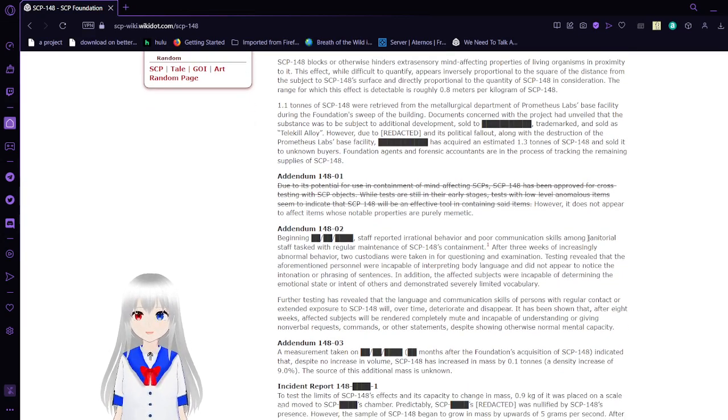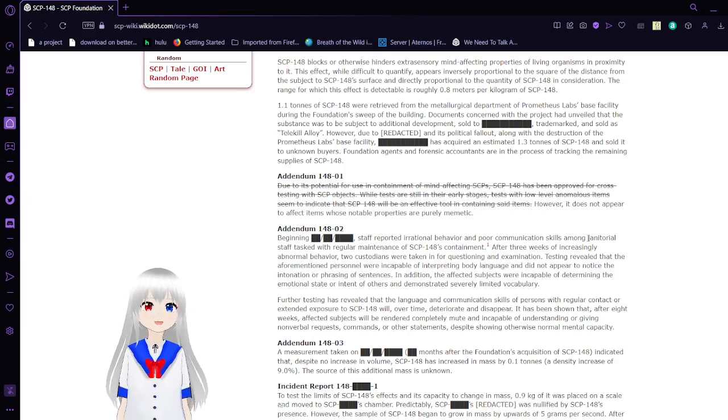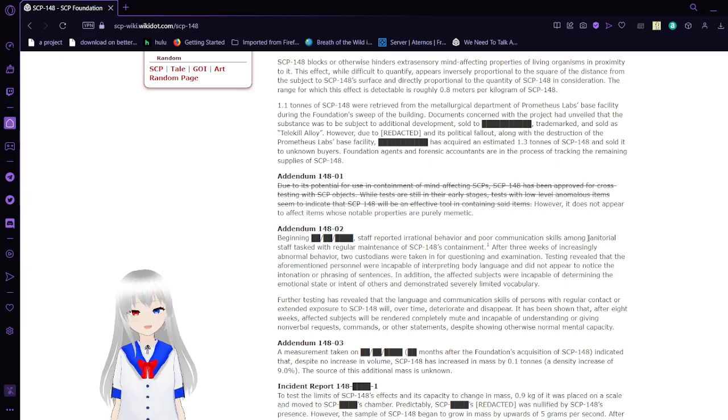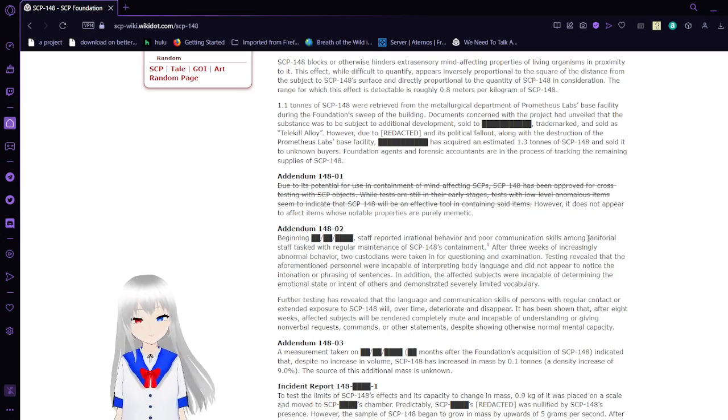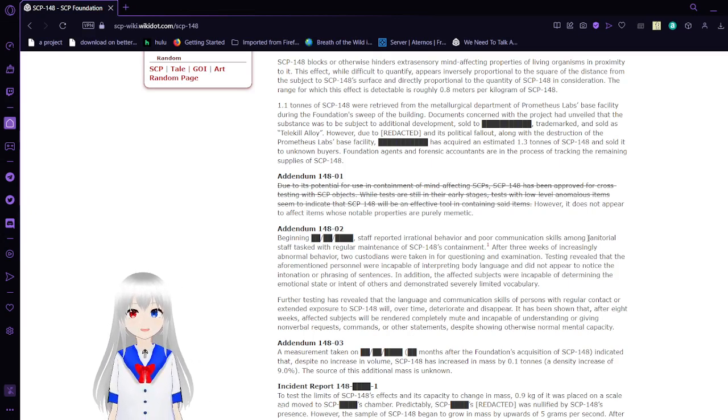SCP-148 blocks the extrasensory and mind-affecting properties of living organisms in proximity to it. This effect, while difficult to quantify, appears inversely proportional to the square of the distance from the subject to SCP-148's surface and directly proportional to the quantity of SCP-148 in consideration. The range for which this effect is detectable is roughly 0.8 meters per kilogram of SCP-148.